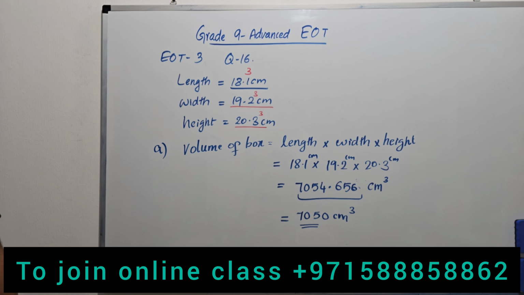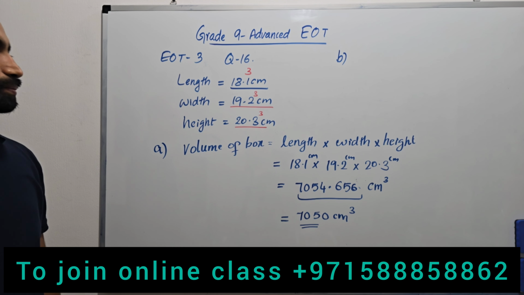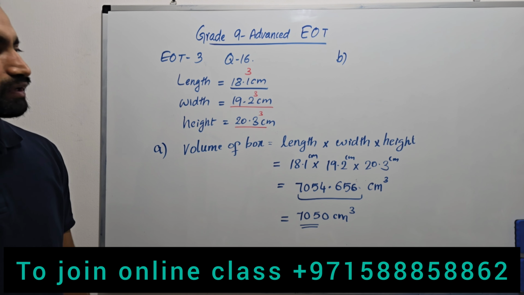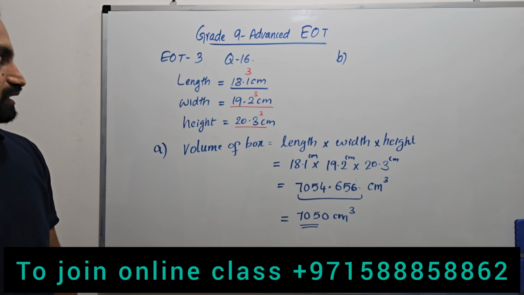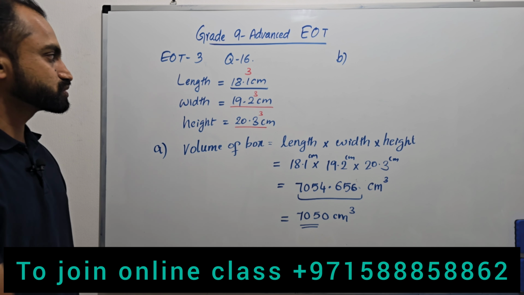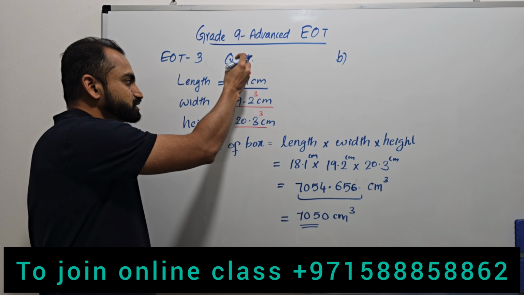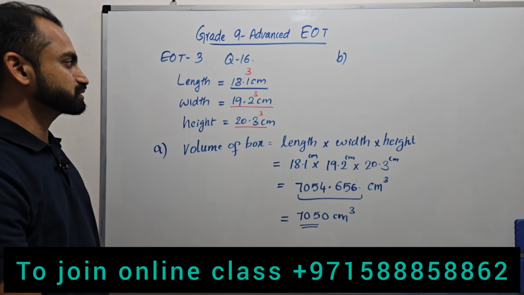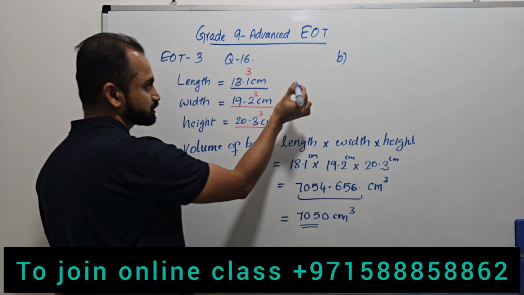Then part B of the question. Read part B. Part B of the question is, how precise is the measurement of length of volume? What is the precision of measurement of length 18.1? So a measurement is given. If the measurement is given, how to know the precision? Do like this. What is our measurement?